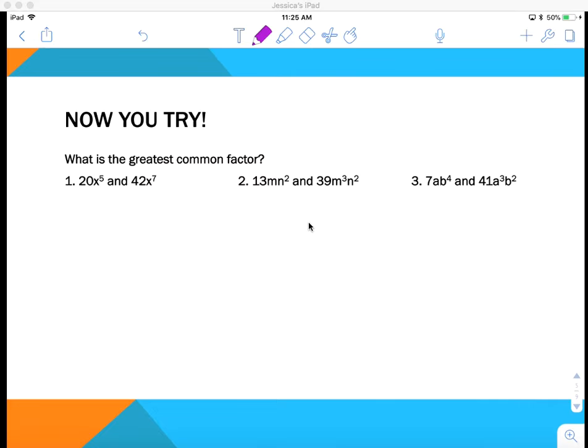So now take a second and try these three. Pause the video and see how you do.